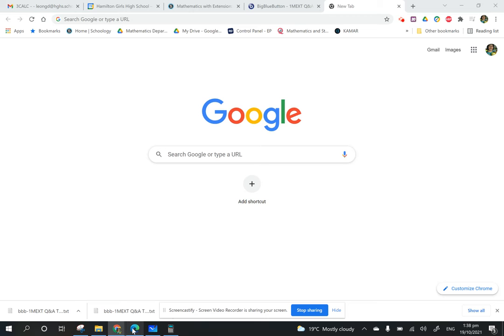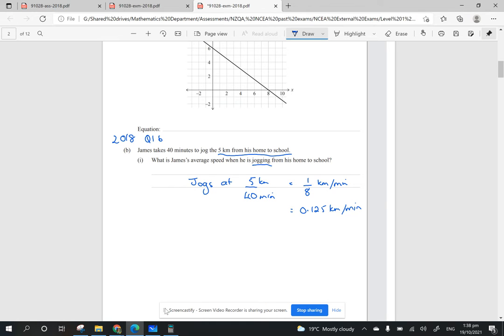We're going to try and do the 2018 paper question 1b. You need to be really clear on this question that you're going to actually link some of the information that is in question 1b part 1 to the rest of the question.